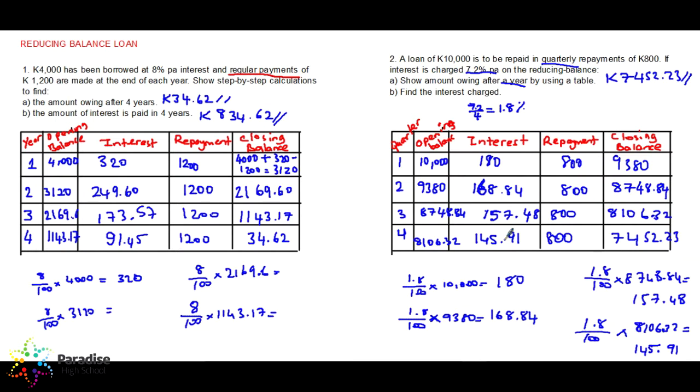So let's add them. 180 plus 168.84 plus 157.48 plus 145.91. So altogether the answer will be 652.23 kina. So that is the answer to B. All right, let's move on.